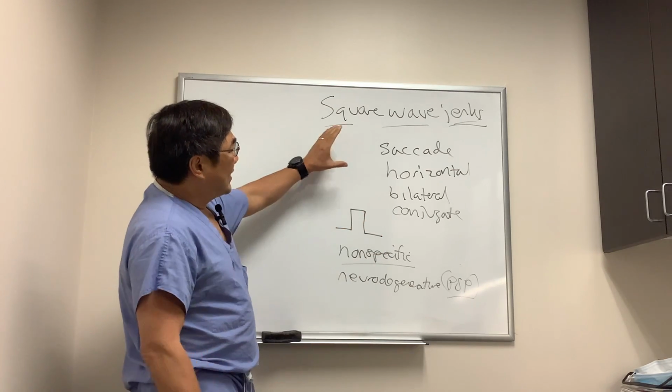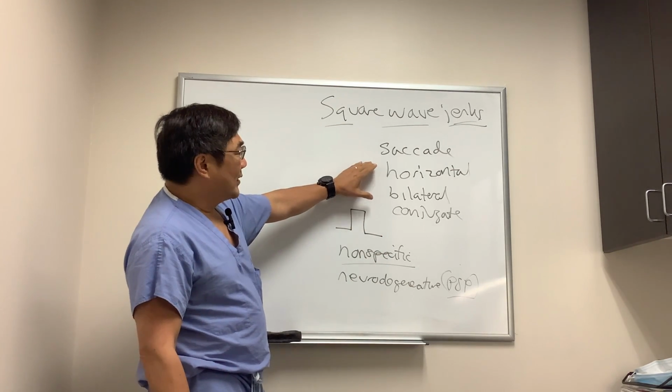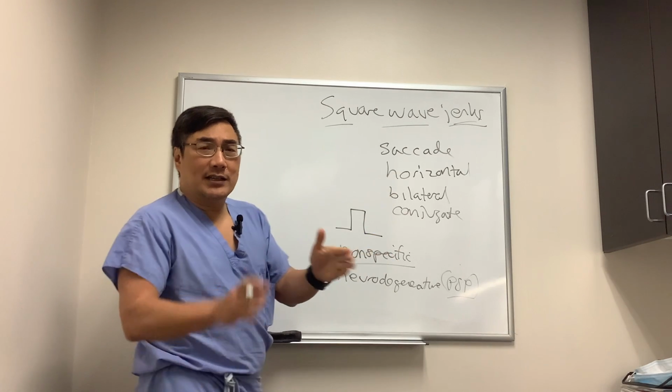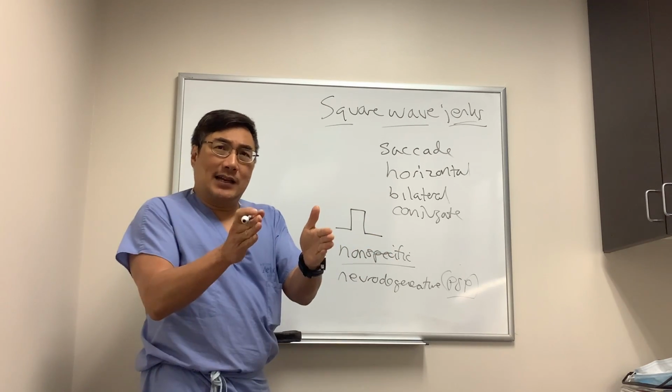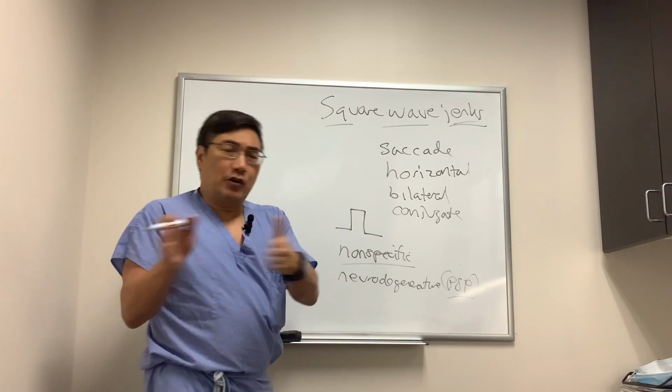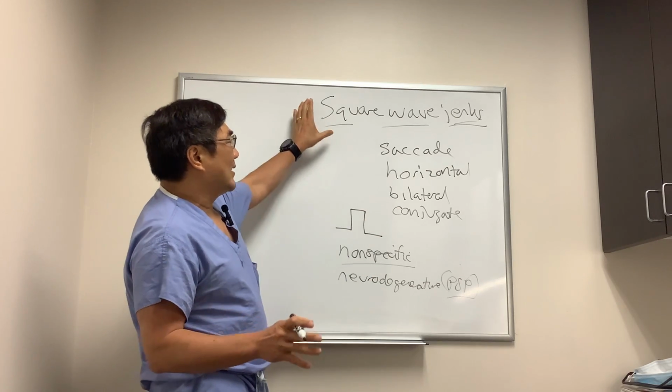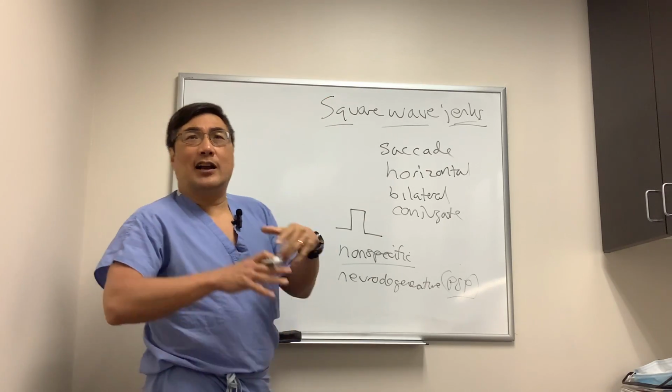So it's a saccadic intrusion. It's involuntary. It's horizontal, bilateral, conjugate. It's like a back-to-back saccade. And if it's multiple recurrent back-to-back saccades, that's not a square wave jerk anymore. That thing is called ocular flutter.